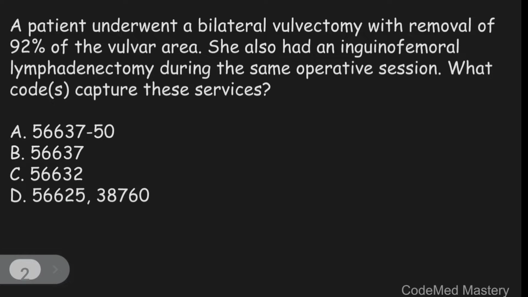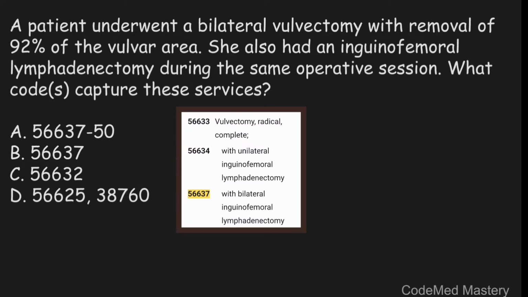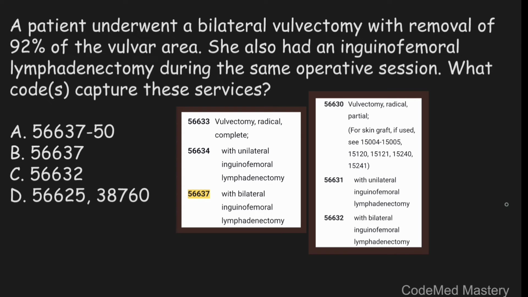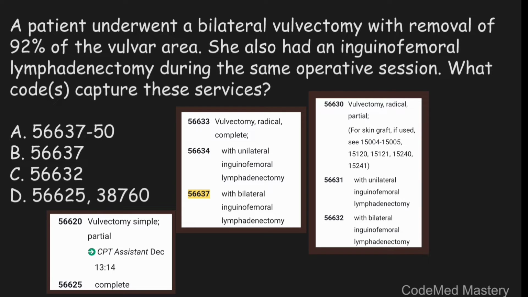Check the code 56637. 56637 is for vulvectomy radical complete with bilateral inguinofemoral lymphadenectomy. The code 56632 is for vulvectomy radical partial with bilateral inguinofemoral lymphadenectomy, and the code 56625 is for vulvectomy simple complete.